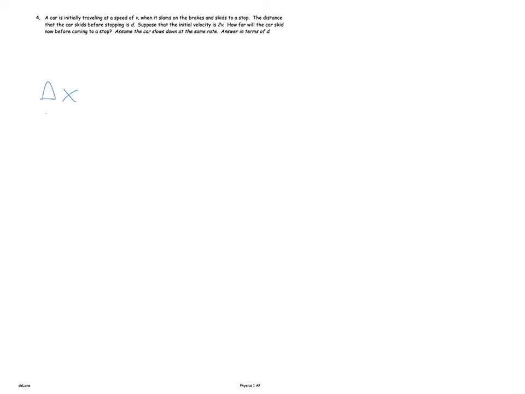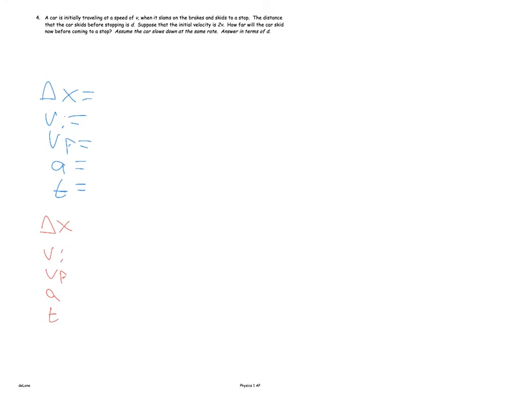Well, what I'm going to do here is, since I have two situations, I'm going to actually set up two charts. One for when my car's velocity was simply v, and one for when it was this 2v.